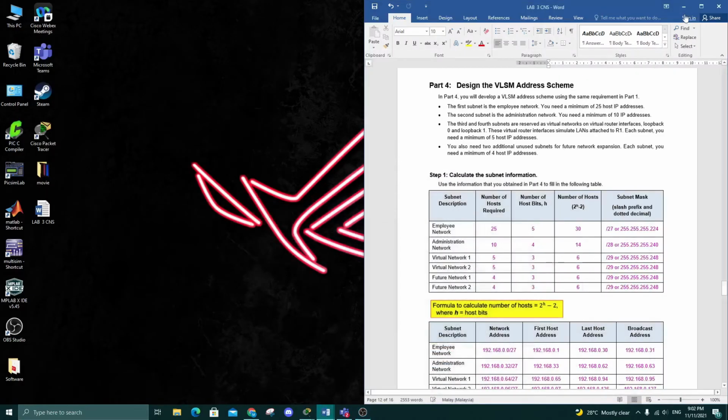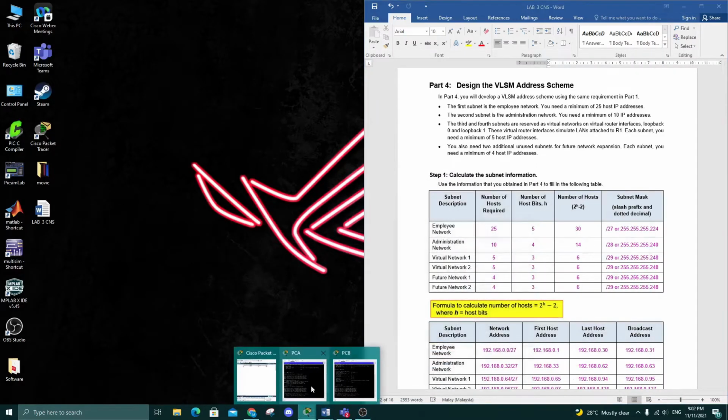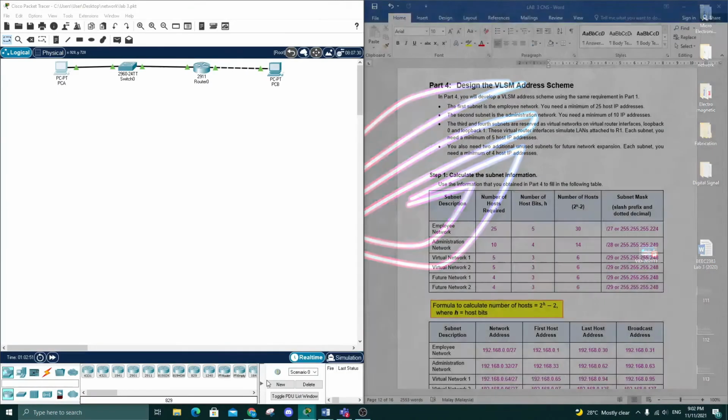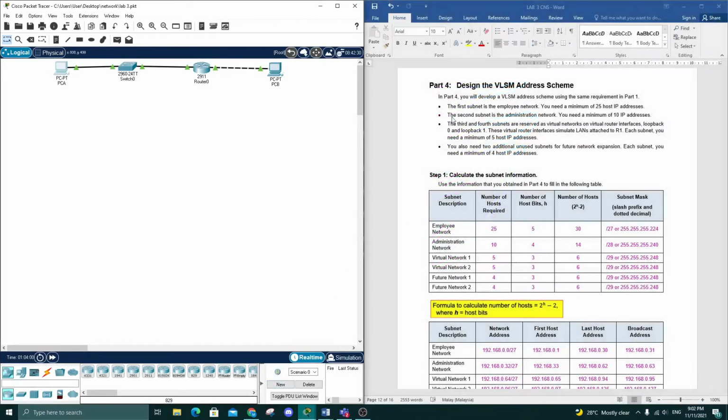Assalamualaikum warahmatullahi wabarakatuh. My name is Muhammad Aziz bin Muhammad Zaki. I'm partner with Urmila. Okay, for part 4, it tells us to design the VLSM address scheme, and the requirement for it is the same as part 1. Okay, this is the information that we are given.